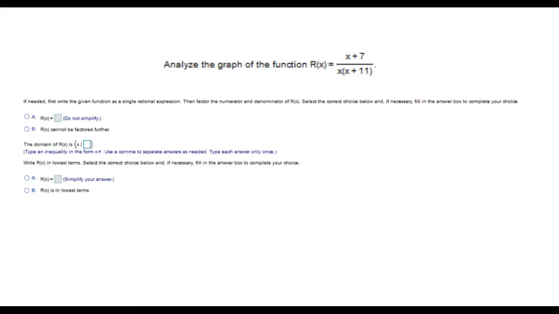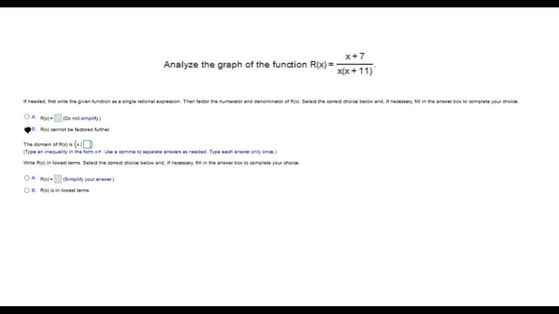In this example, we want to analyze the graph of the function r of x equals (x plus 7) over x times (x plus 11). So first, we want to make sure we simplify that rational function so that we cancel out any of the common factors. Luckily, this function is already in factored form for us, so we don't need to change anything.